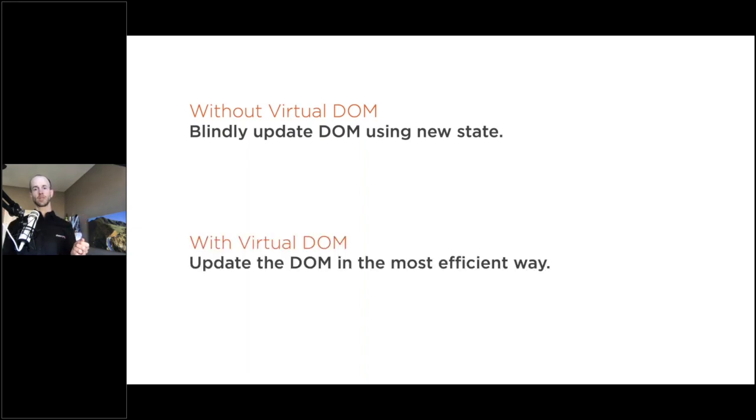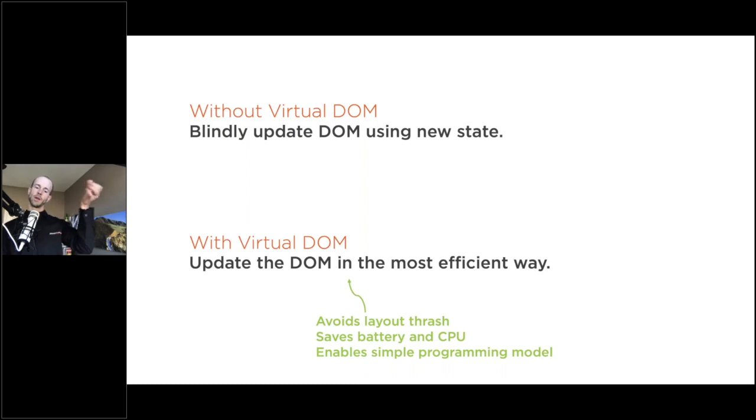When in fact, React would say, okay, I'm going to update the DOM in the most efficient way instead. And there's a lot of benefits to this. This avoids layout thrash, it saves battery and CPU, and it enables a very simple programming model because I know that when my state changes, React will redraw the screen. This is an interesting contrast to the days of jQuery where I would have to be careful to update the screen anytime that data changed. I was responsible for having to keep those two in sync. In React, I change state and then I trust React to re-render as necessary.